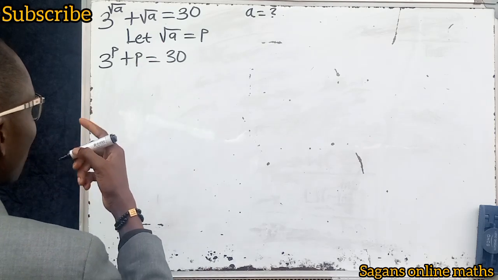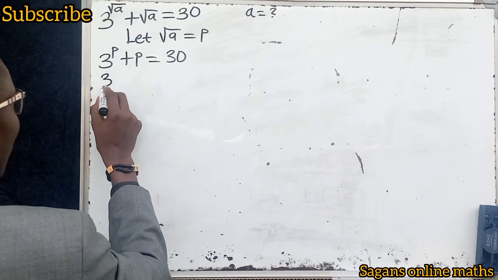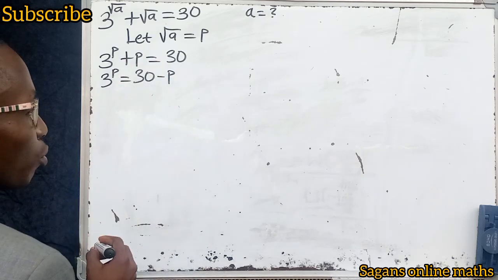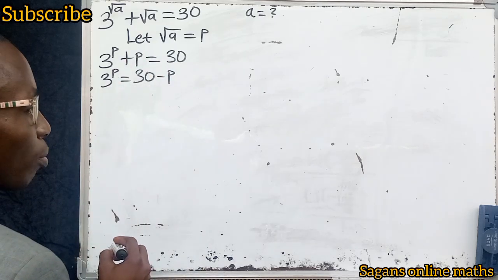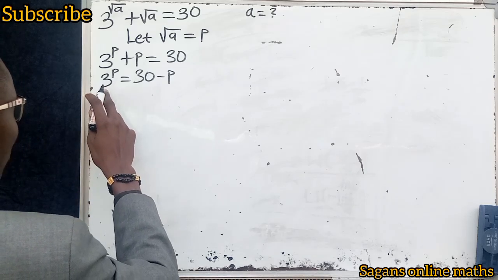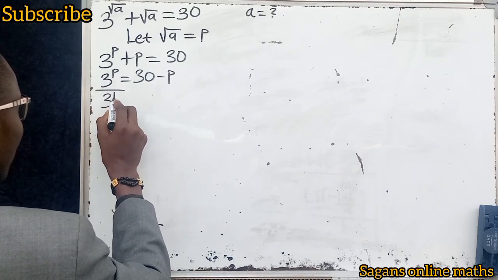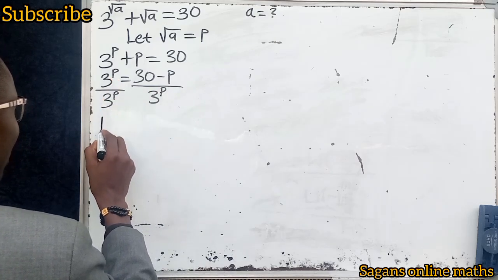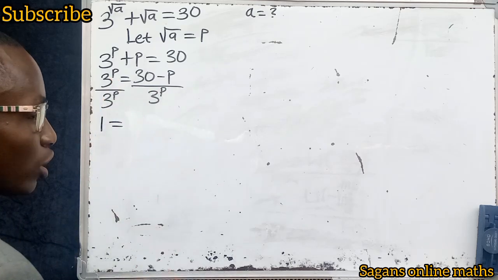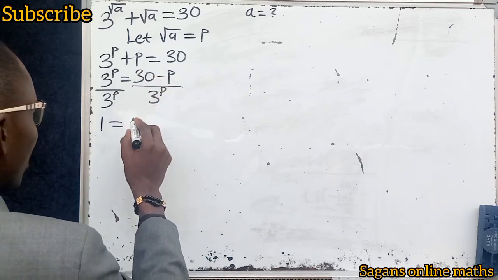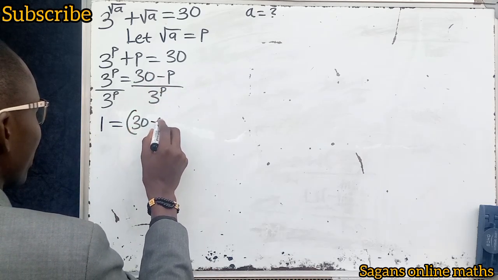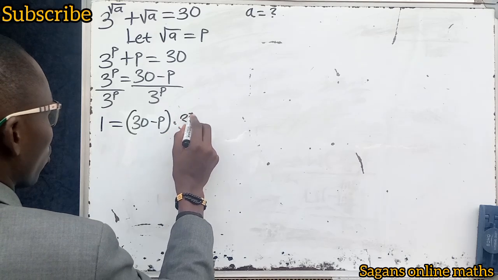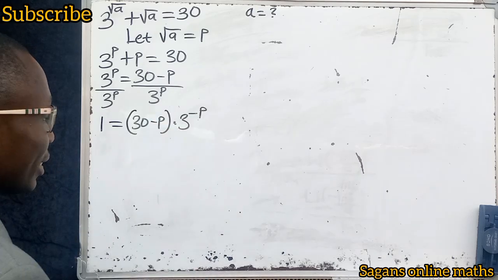Okay, so let's subtract P from both sides. That means 3 to the power of P will be equal to 30 minus P, because we subtracted P from both sides. Let's divide both sides by 3 to the power of P. Now this divided by this is just 1, equals, by obeying the properties of indices, this is the same as 30 minus P multiplied by 3 to the power of minus P.